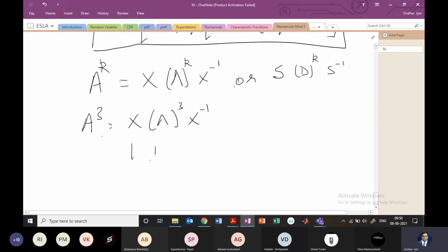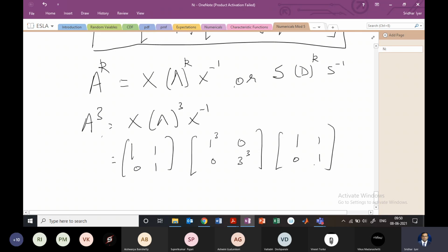we'll have 1, 1, 0, 1. Now I'll raise this diagonal to the power 3. So you have 1 cube, 0, 0, 3 raised to 3, and then the X inverse, which is 1, 0, 1, 1. And once you multiply, you will get your answer, which is that of A cube. So the A cube which you will get is 1, 26, 0, 27.